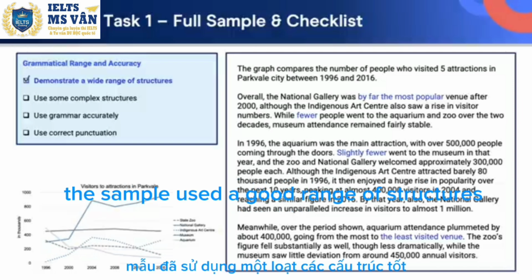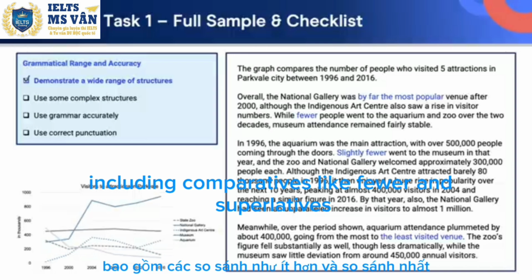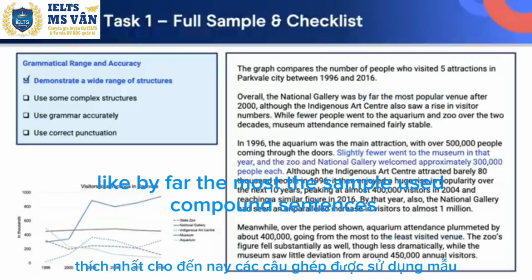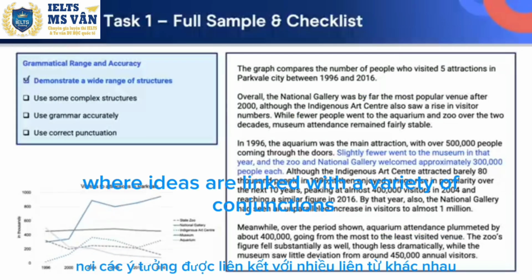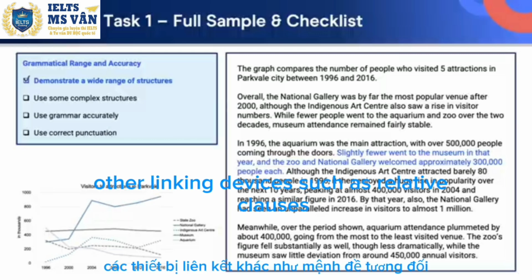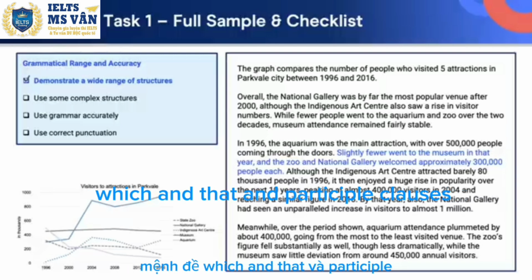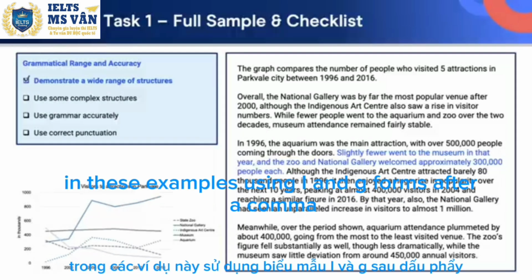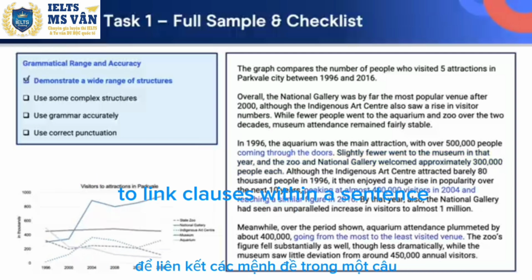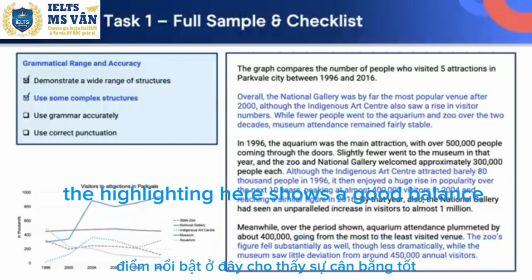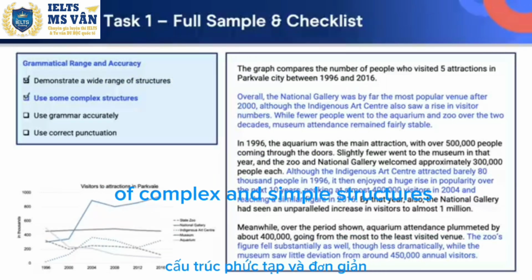The sample used a good range of structures, including comparatives like fewer and superlatives like by far the most. The sample used compound sentences, where ideas are linked with a variety of conjunctions like and, and other linking devices such as relative clauses introduced by relative pronouns like who, which, and that, and participle clauses, in these examples using ing forms after a comma to link clauses within a sentence. The highlighting here shows a good balance of complex and simple structures.